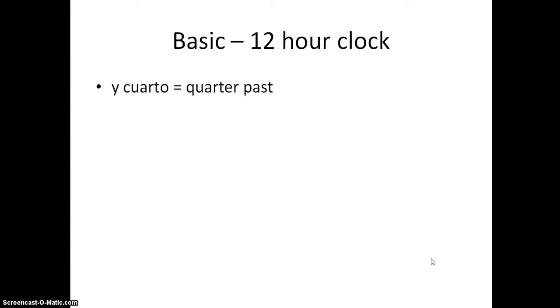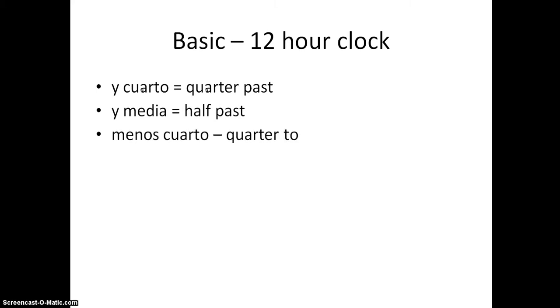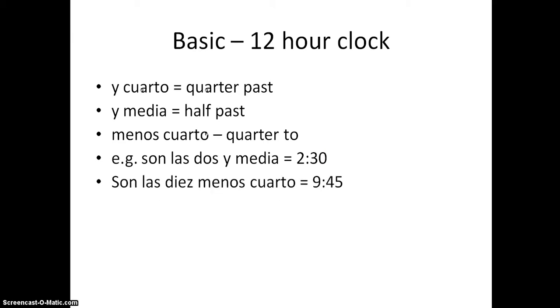Okay, so quarter past y cuarto, half past y media, menos cuarto, quarter to. So those are the additional ones we need to learn for the 12-hour clock. So for example, por ejemplo, son las 2:30, it's 2:30, or half past 2. Son las 10 menos cuarto, it's quarter to 10, 9:45.